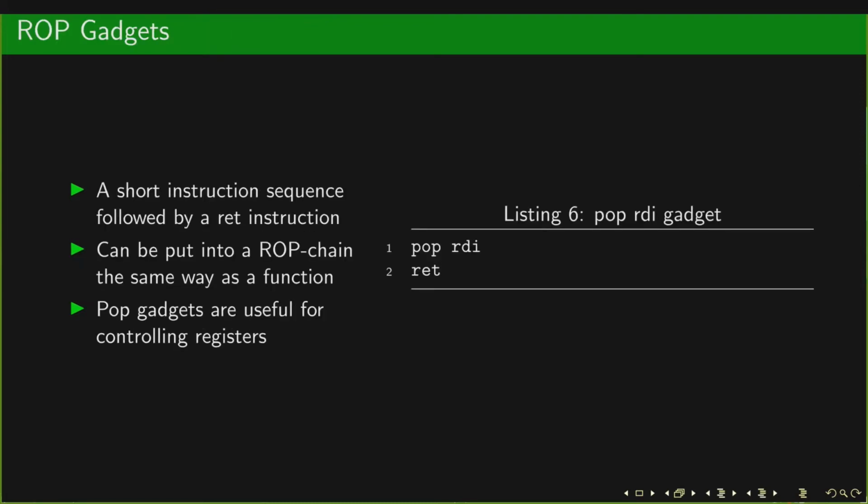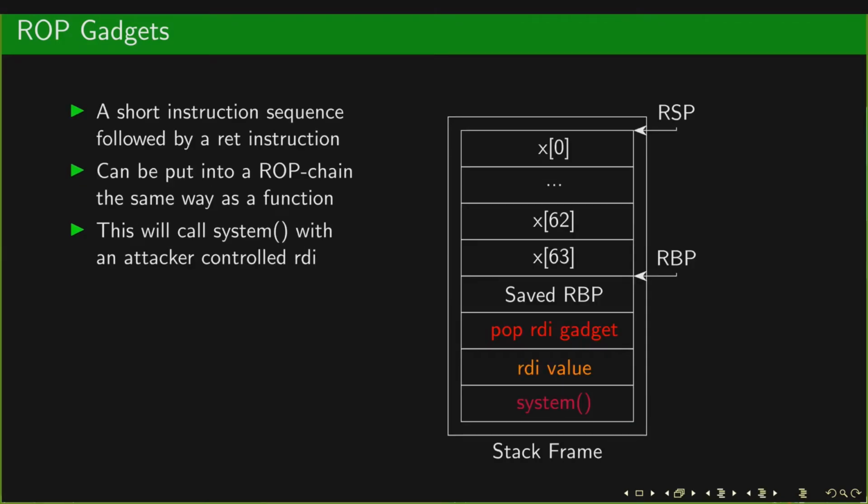So in order to get control over the parameters, we use what are called ROP gadgets, and these are very short instruction sequences followed by a ret. You can think of this as just a really, really short function. And then we can do the exact same thing that we did with our ROP chain with functions, but instead we put in these little tiny ROP gadgets, which you can think of as really tiny functions.